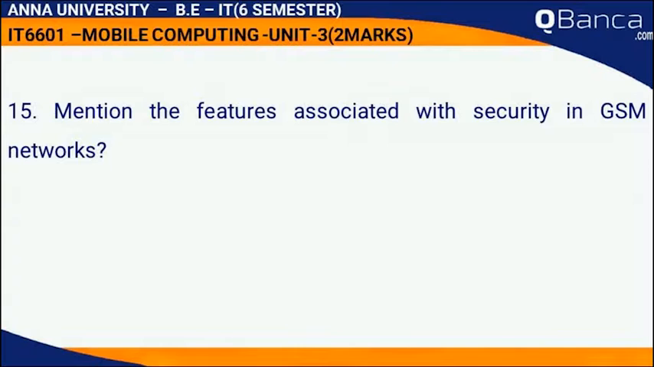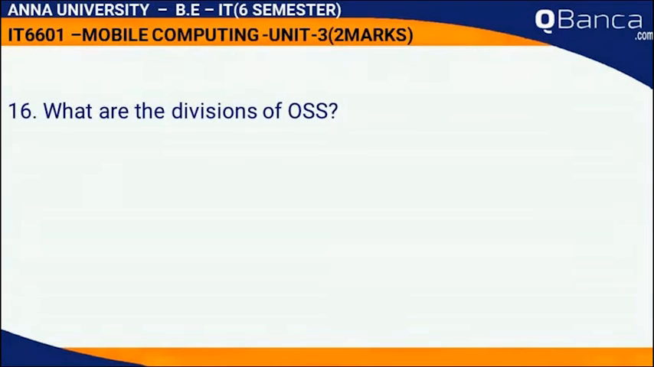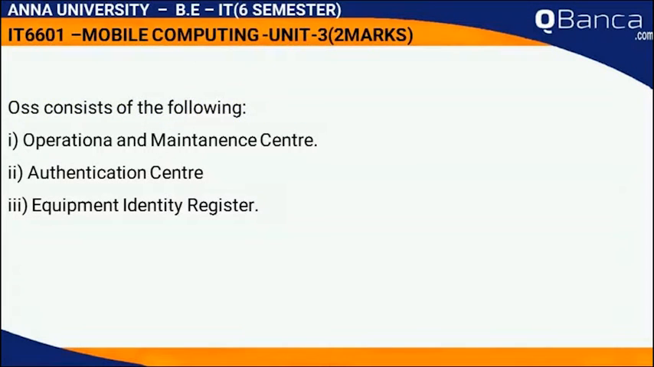Mention the features associated with security in a GSM network: authentication, confidentiality, and anonymity. What are the divisions of OSS? OSS consists of the following: Operation and Maintenance Center, Authentication Center, and Equipment Identity Register.